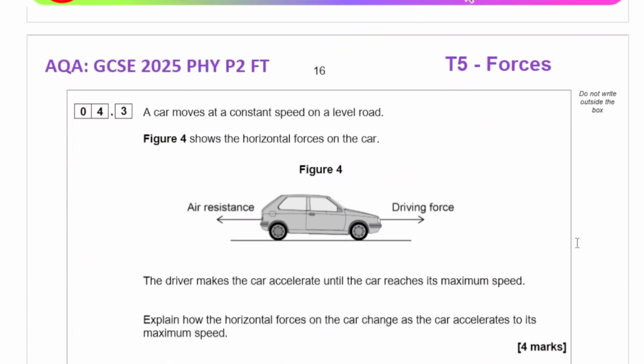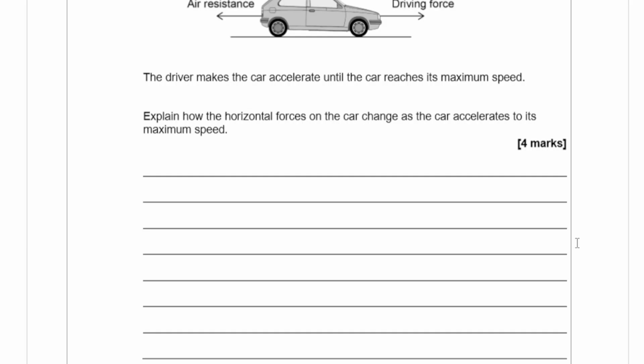A car moves at a constant speed on a level road. Figure 4 shows the horizontal forces on the car. The driver makes the car accelerate until the car reaches its maximum speed. Explain how the horizontal forces on the car change as the car accelerates to its maximum speed.